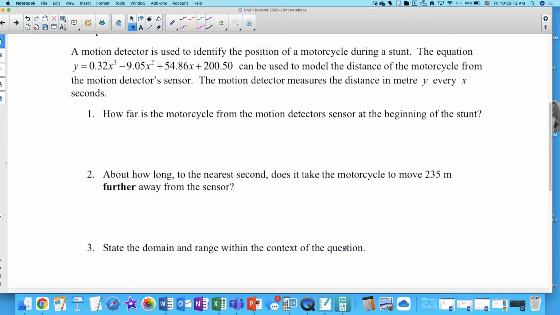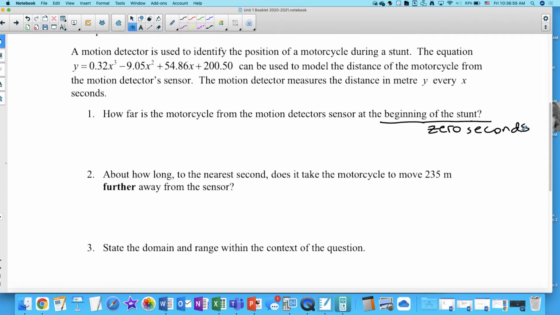Okay, so let's talk about this first. How far is the motorcycle from the motion detector sensor at the beginning of the stunt? At the beginning of the stunt, how much time has passed? Yeah, you're right. 0 seconds have passed, which means x equals 0.